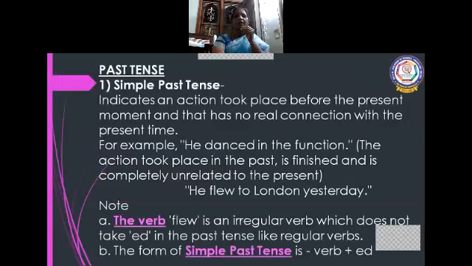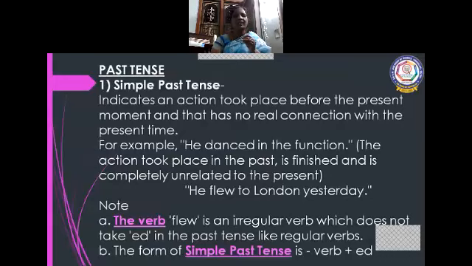Simple past tense indicates an action took place before the present moment and that has no real connection with the present time. So simple past tense, there is no connection between the present and the past. For example, he danced in the function. The action took place in the past, is finished, and is completely unrelated to the present. He flew to London yesterday, so he is no longer in the place.